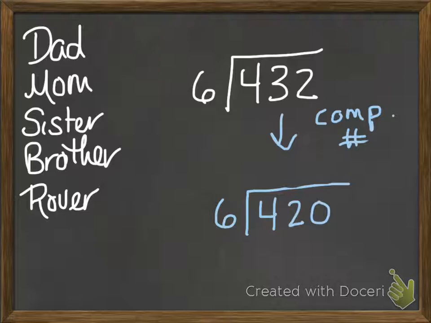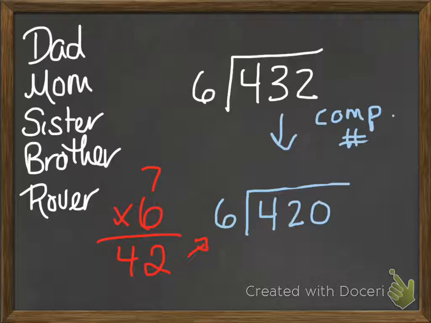If I had rounded down, 432 would become 430, and dividing 430 by 6 is not really any easier than dividing 432. So I'm using the compatible number 420. That's a little bit easier. The reason it's easier is because I know that 6 times 7 equals 42. And 42 is going to help me solve 420.